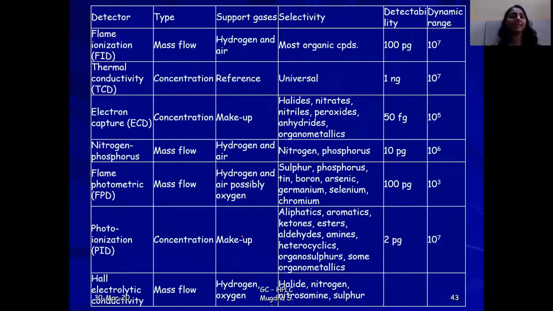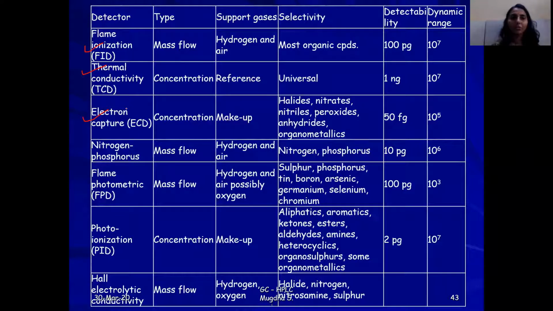So these are the various detectors that are available for gas chromatography. First, flame ionization. Then you have thermal conductivity, electron capture, nitrogen and phosphorus, then flame photometric, photon ionization, and Hall effect type. Out of these, thermal conductivity, FID, ECD, and there is one more, argon ionization detector. That one is also used. These three are the most commonly used and commonly questioned detectors in your final exams.